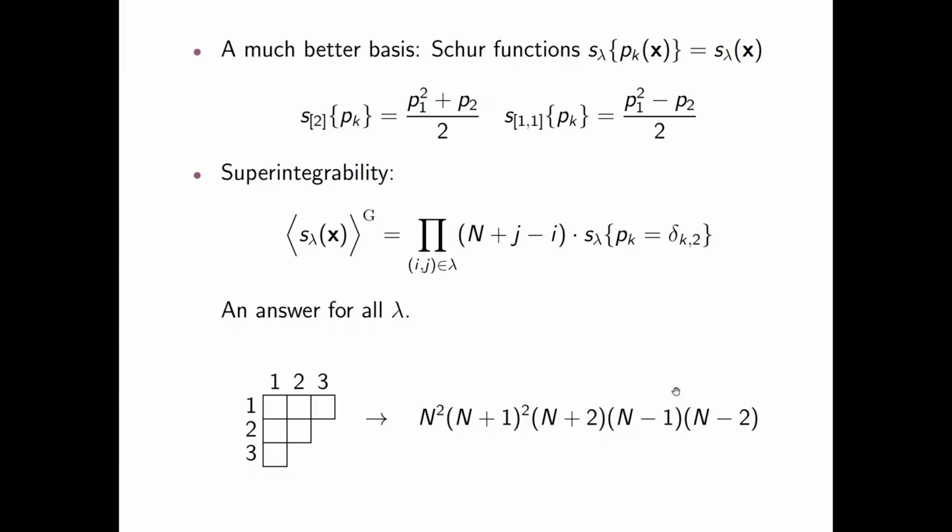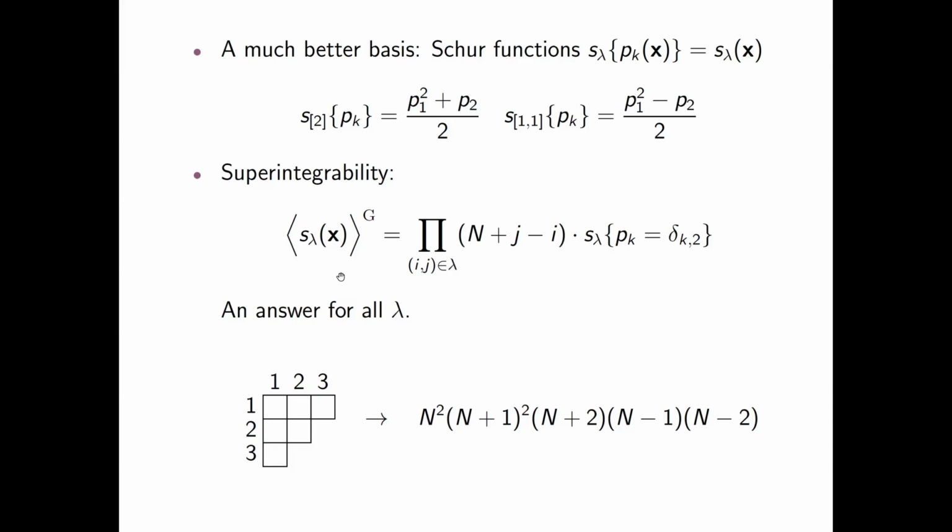So it depends on n very easily. And also there's this other factor where we take the Schur functions and evaluate them at the point where all the power sums are equal to 0 except for the second one. The second one is equal to 1. So in these two examples above, the Schur function corresponding to the symmetric partition of two boxes will be equal to 1/2 at this point. So this is an explicit answer for all partitions, as an analytic function in n.